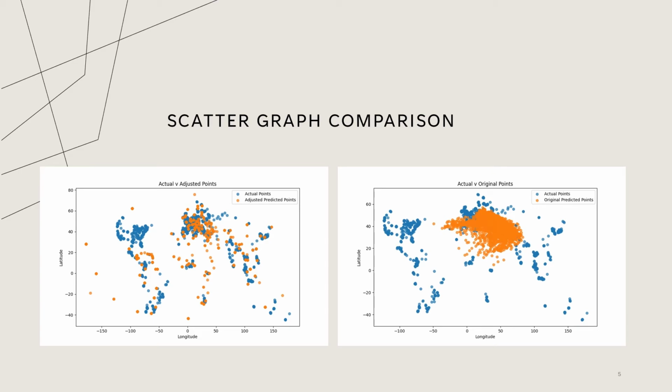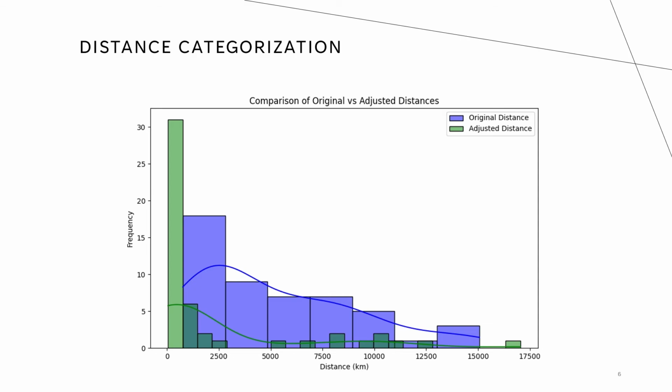And one thing to notice for the blue points, the actual points, is they're very spread out, very sparse. So it's not just all clustered in one area. You can make out the continents: North and South America, Europe, Asia, Oceania. So there wasn't really an issue with the data set that I used, I would say.